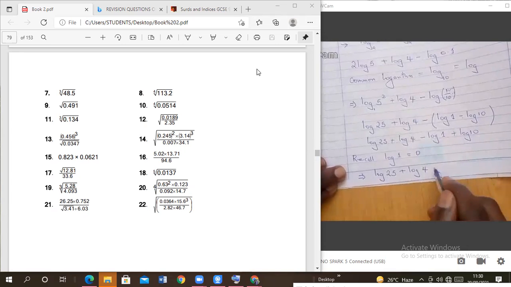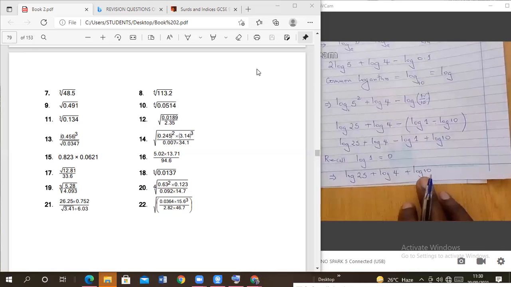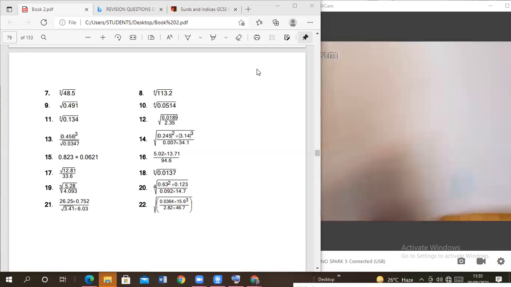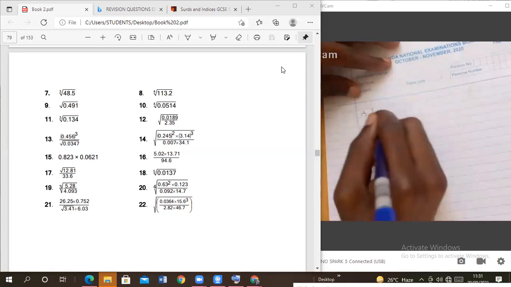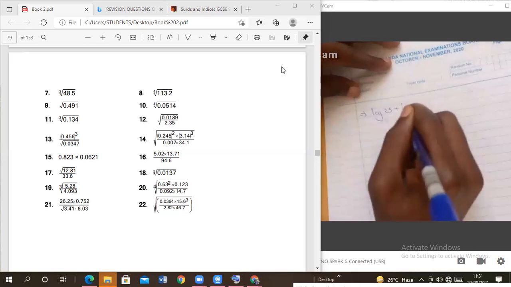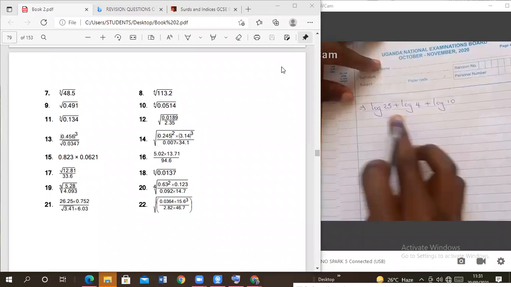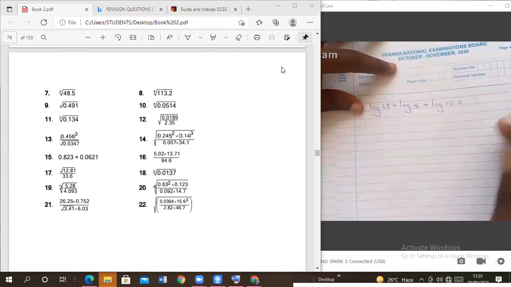So there's no need of writing it. Plus log of 10. But if you also remember very well, what is log of 10? Press log, it is 1. But for that one, we can first leave it like that. So now, let me say log of 25 plus log of 4 plus log of 10. So we are having now only one operation, which is addition.